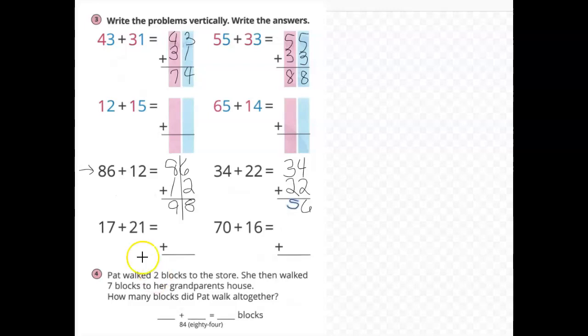Okay, so if you're ready down here for the story problem, it says Pat walked 2 blocks to the store. She then walked 7 blocks to her grandparents' house. How many blocks did Pat walk altogether? Okay, so how much did she walk at first? There's 2. And then how many did she walk next? 7. And then, so what is that all together? 7, 8, 9. So 9 blocks all together.